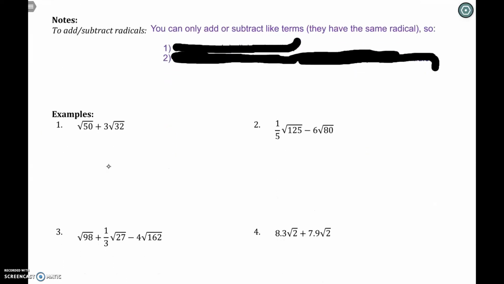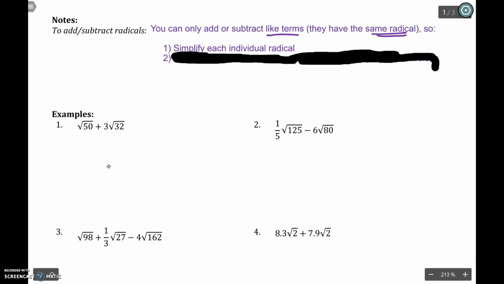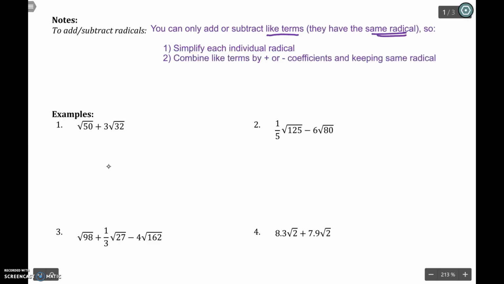Now to add or subtract, just like polynomials, you can only do this with like terms, so they have to have the same radical. So first you're going to want to simplify each individual radical, and then you'll be able to combine the coefficients of the like terms, and only the like terms. So when we do this, the first thing we're going to do is simplify each one, because a radical 50 and a radical 32 are not like terms.